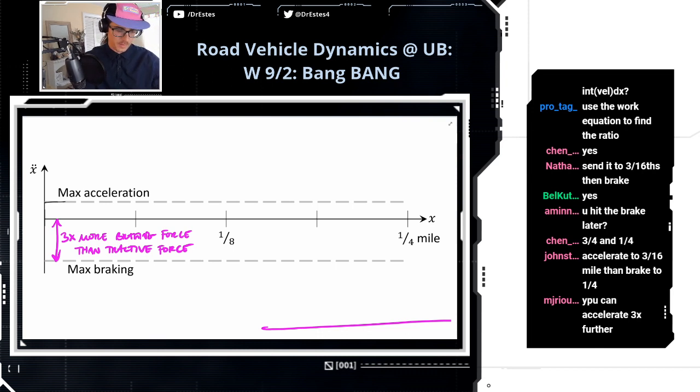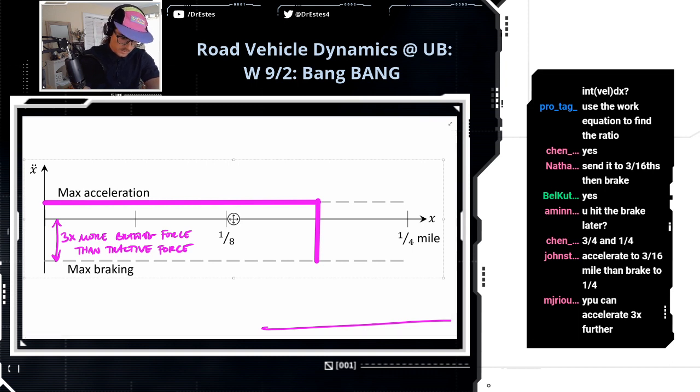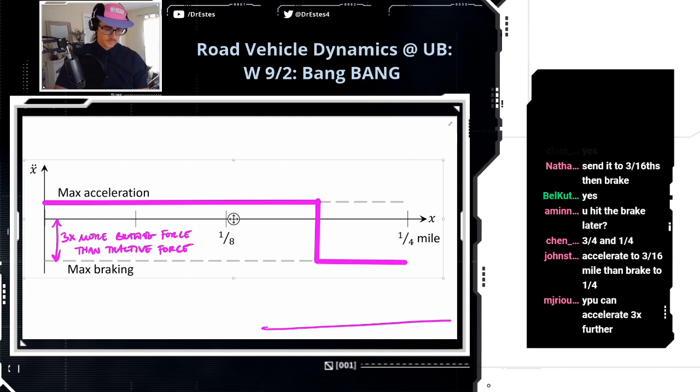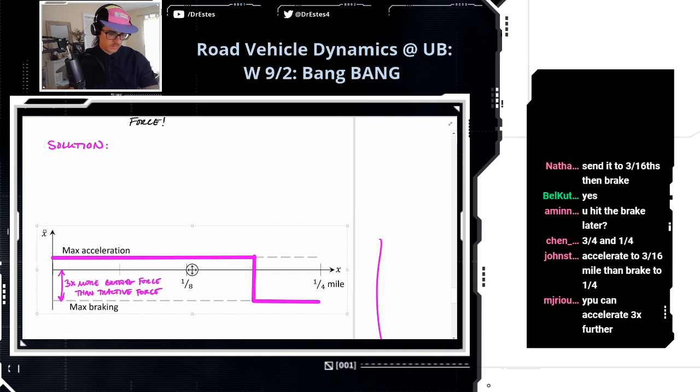I almost confused myself there. So you gotta accelerate as much as your little heart can. But I know that I have to slow back down. And there we go. So 3/4 of that straight, you're accelerating. And then you brake for the last quarter. Okay, let's write that out.